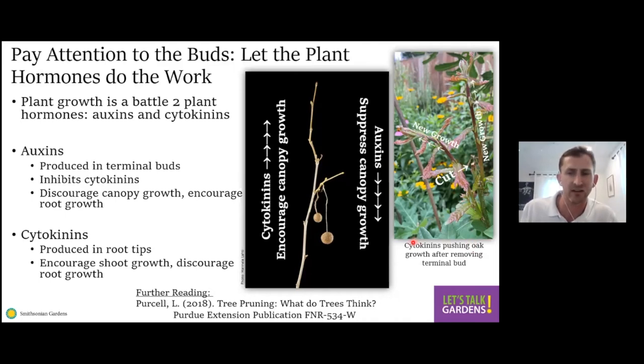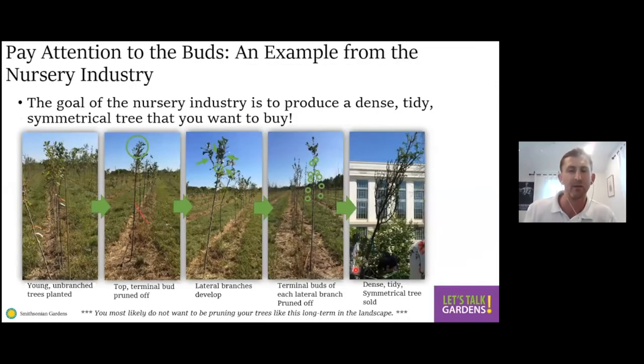So again, there are major pruning implications, and knowing what the tree is going to do plant hormone wise when we prune is really going to help us understand what we're doing and prune the right branches in the right way. So a couple pruning examples. The nursery industry, how it uses auxins and cytokinins to produce trees that you and I want to buy.